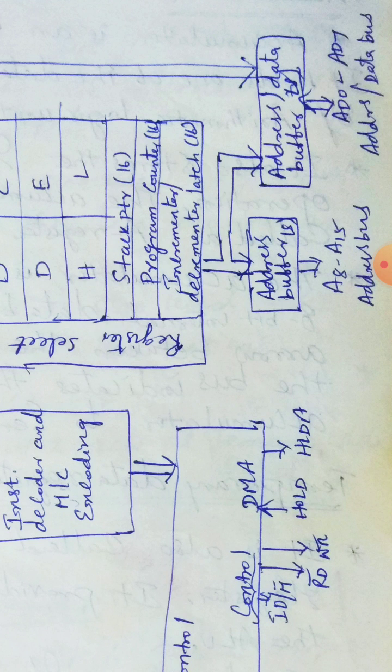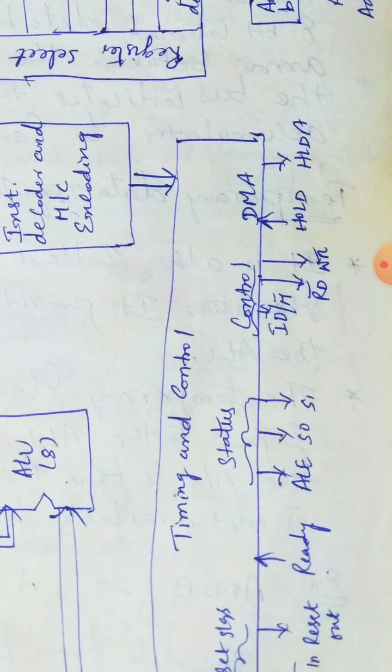This can be separated by using the ALE signal. If ALE is equal to 0, AD0 to AD7 will act as the data bus, that is D0 to D7. If ALE is equal to 1, AD0 to AD7 will act as the address bus, that is A0 to A7. That is the main concept of the ALE signal.